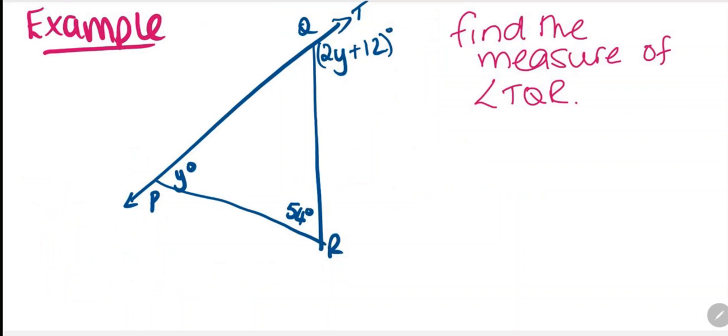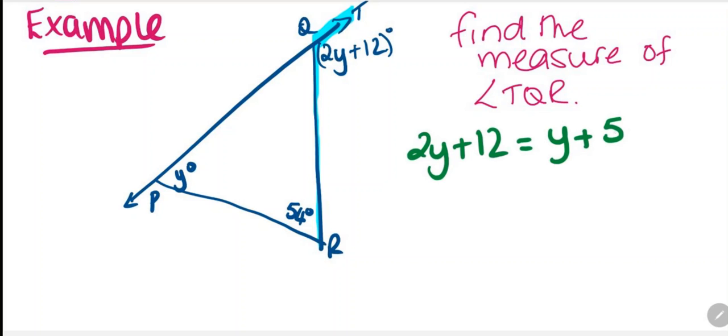Okay, we have an example here of a triangle, and we need to find the measure of angle TQR. So this is T, Q, and R. So we need to work out 2y plus 12. If we use the exterior angle theorem, we can say that 2y plus 12 is equal to y plus 54.